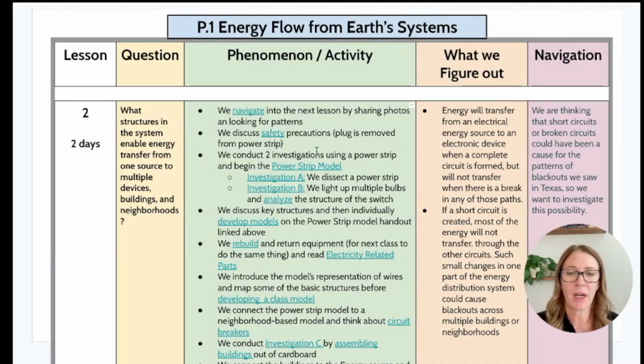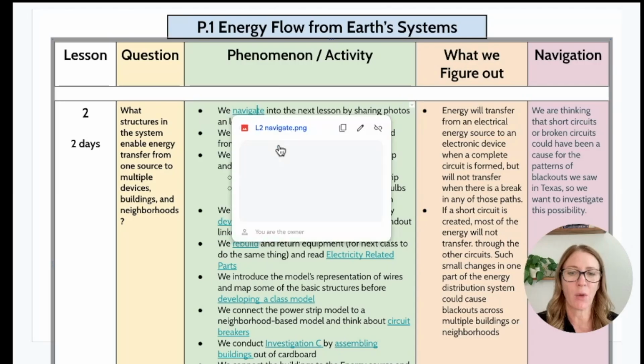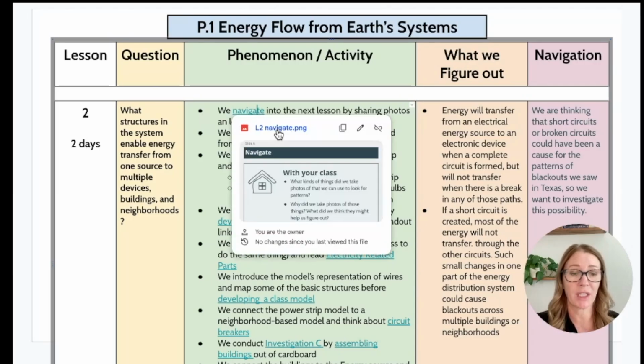And so we're going to navigate into the lesson by going over those pictures that you assign students to take around the community for home learning, about things that represent some things in the electric grid. So it could be outlets, or if they live near a power plant, they might take a picture of that, or anything that has to do with the electric grid. And so we're going to look for patterns in those pictures and what they might help us figure out.